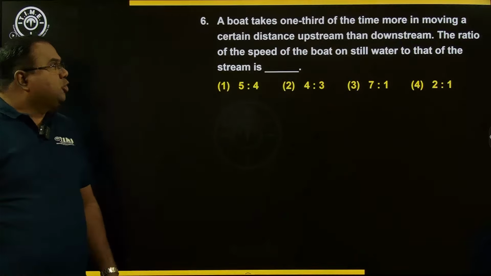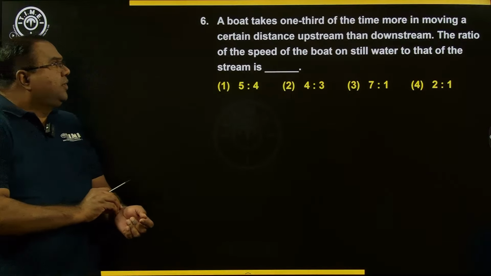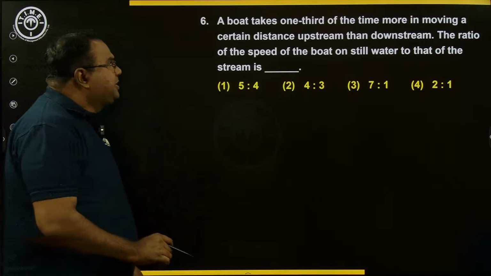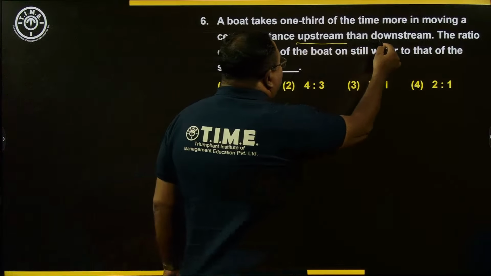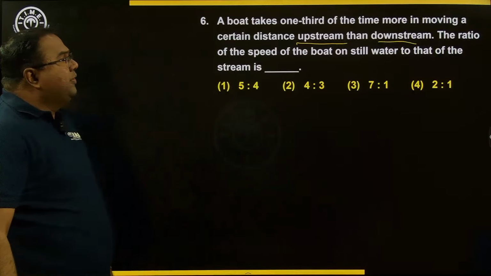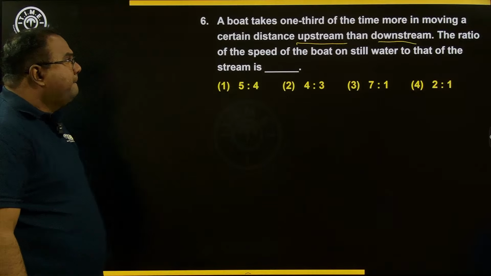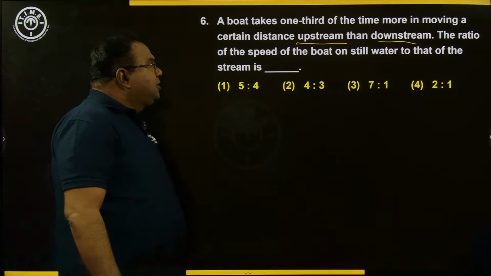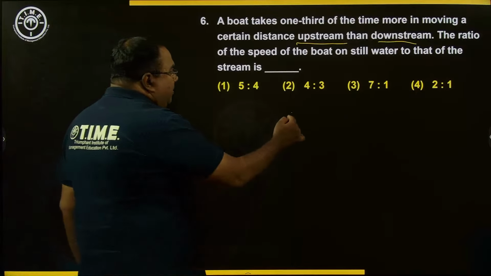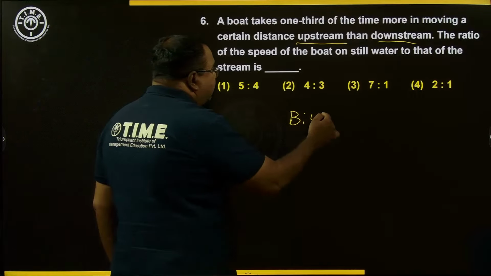Let's move ahead. Next question. Boat takes 1/3 of the time more in moving a certain distance upstream than downstream. Upstream it is taking 1/3 time more when compared to downstream. Okay. Fine. The ratio of speed of the boat in still water to that of stream, B is to W, is how much?